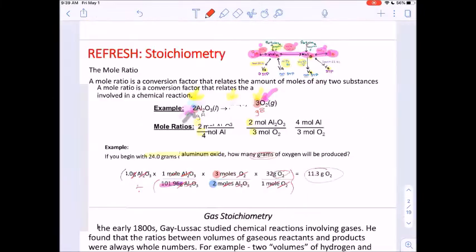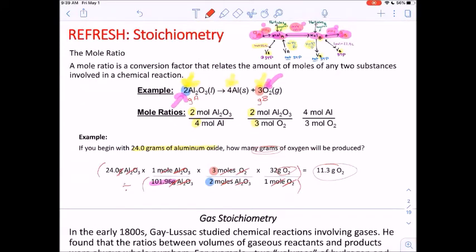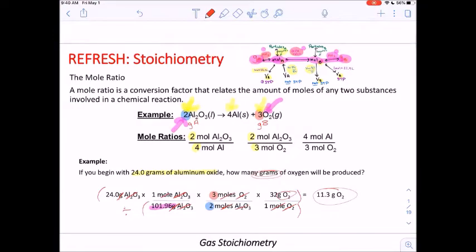What this tells us is if I start with 24 grams of aluminum oxide and I assume that everything goes perfectly, so I didn't spill any sample, nothing was lost, I should be able to make 11.3 grams of oxygen from this particular reaction. And with sig figs, that is the correct rounded number. So this was our basic stoichiometry problem here.